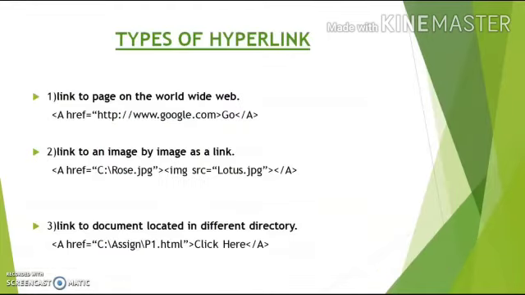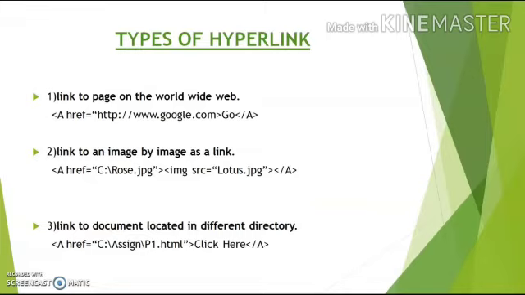Now we will see types of hyperlink. There are 3 types of hyperlink. First one is link to page on the World Wide Web. Example: a space href is equal to http://www.google.com, go, a tag close. Here go is link. When I will click on go, I will directly jump on Google web page. So here page link to the World Wide Web.